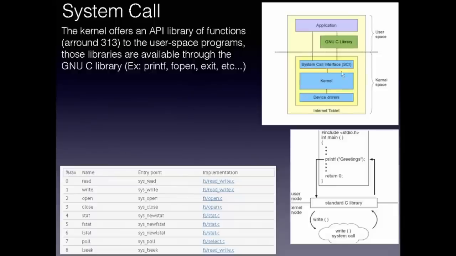Let's now talk about system calls. Linux offers a set of functions, actually around 300 functions, to the programs, which we call user space. Those functions are available through the GNU C library. For instance, imagine that inside your program you call printf. printf is going to call a system call called write that is made available by the kernel, which is actually going to print something on the screen.